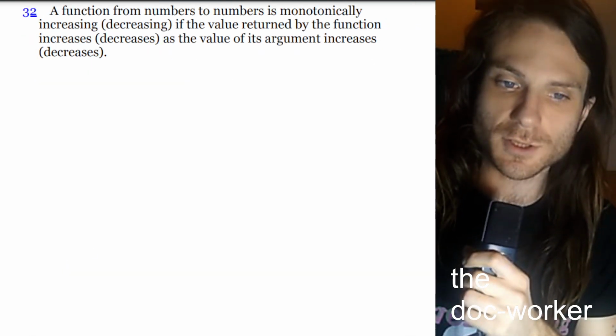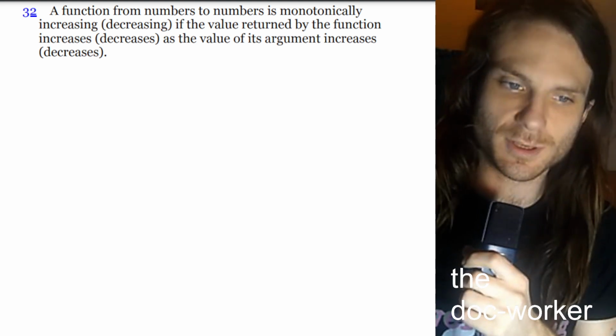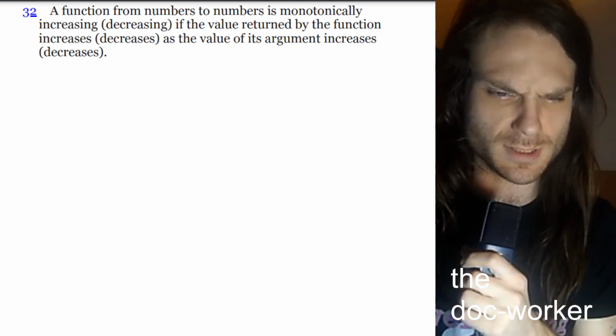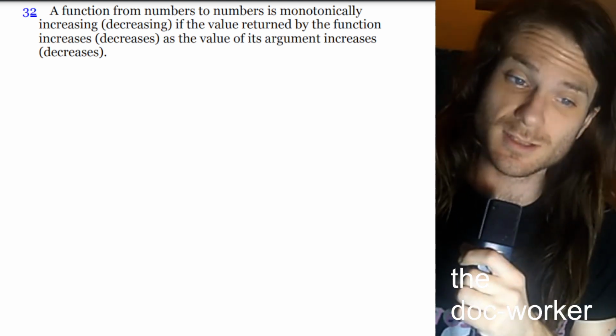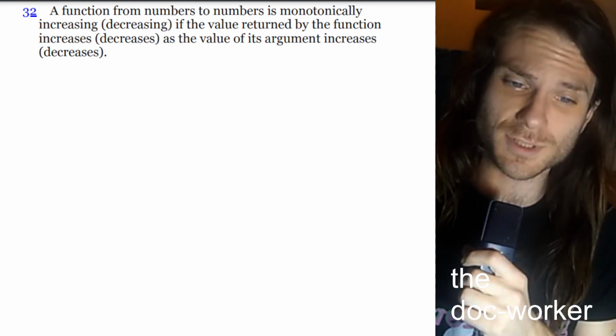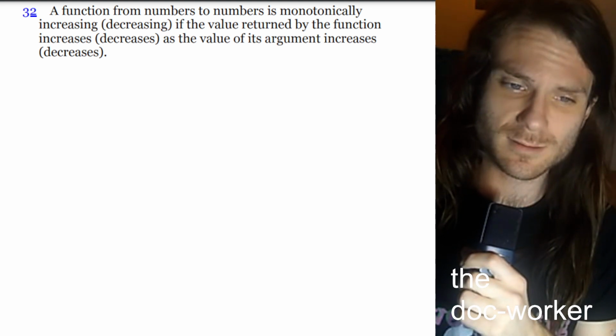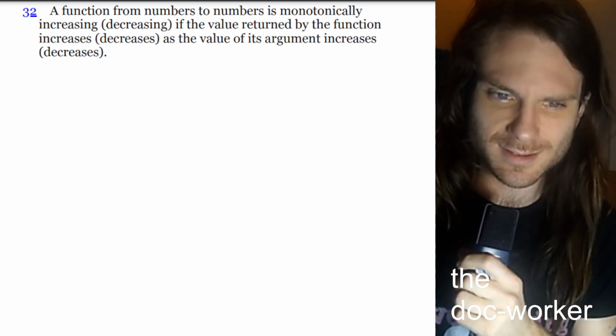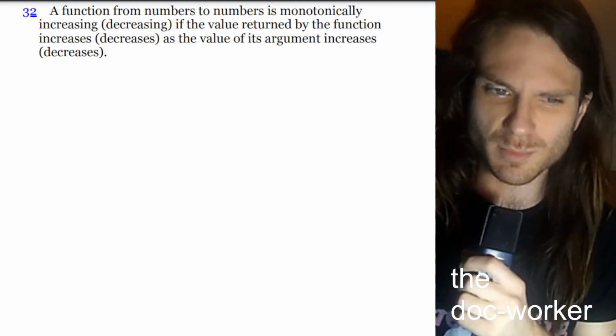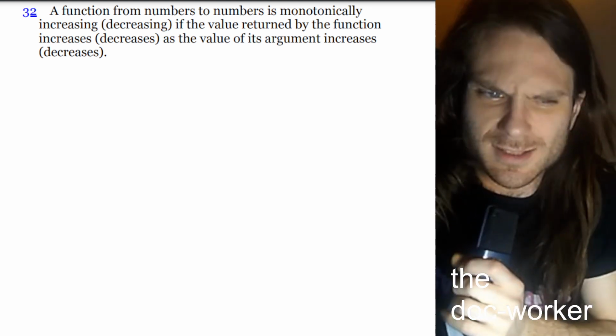A function from numbers to numbers is monotonically increasing, decreasing, if the value returned by the function increases, decreases, as the value of its argument increases.